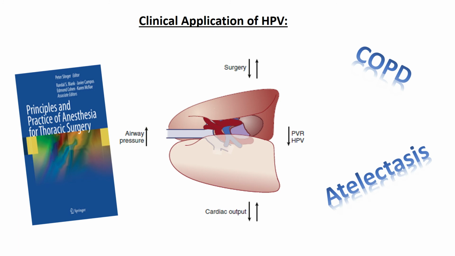HPV is important in our clinical practice. This is most obvious during lung isolation in thoracic anesthesia, where HPV becomes critical in diverting pulmonary circulation towards a dependent, ventilated lung. However, it is also important in maintaining adequate oxygenation and effective ventilation in other scenarios, such as atelectasis and in severe COPD.